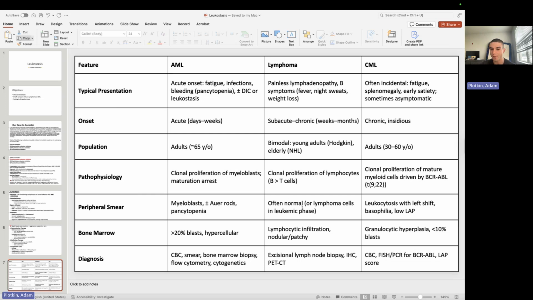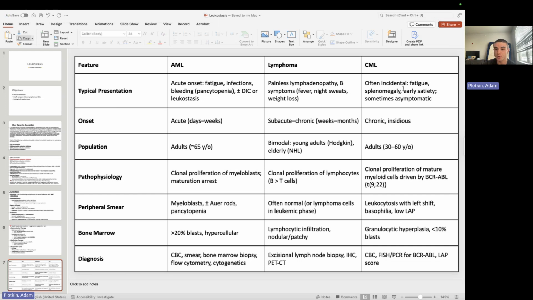The peripheral smear is often normal, or we might see lymphoma cells in the leukemic phase. So remember, like in CLL, we could see smudge cells, and in Hodgkin's lymphoma, we can see those Reed-Sternberg CD15, CD30 cells that look like owl eyes. The bone marrow, we're going to see lymphocytic infiltration, nodular and patchy. We can do excisional lymph node biopsy, and then PET-CT for staging.